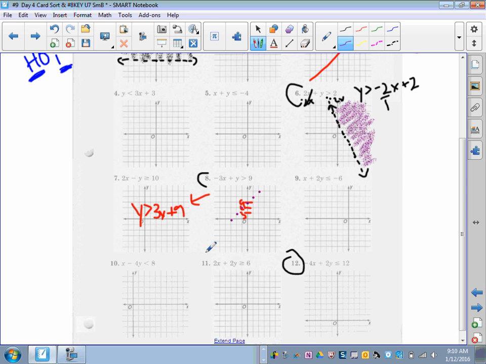Drew, is this going to be a dotted or a solid? Dotted? Don't mess them up. It is a dotted line because it does not have the or equal to. Okay, let's test the point 0, 0. If I put 0 in, I get 0 plus 0 greater than 9. Is 0 greater than 9? No. So 0, 0 is not a solution, so we do not shade it. We shade over here.